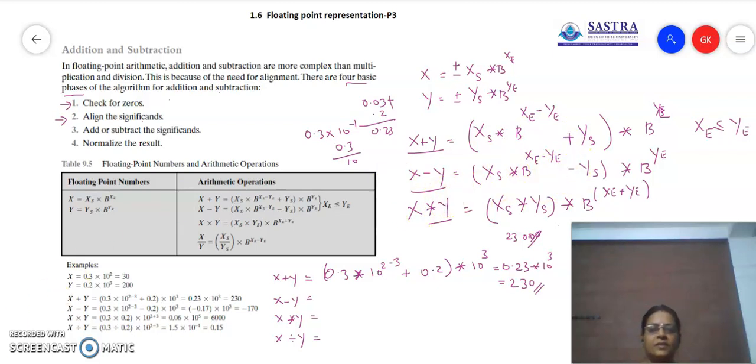This completes the discussion of the floating point representation. In the next session, we will just see the algorithms for addition, subtraction, multiplication, and division.